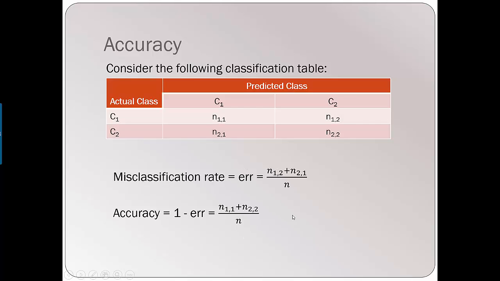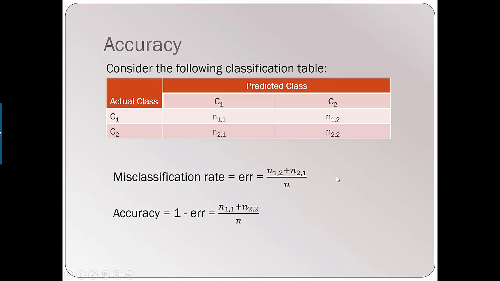The accuracy rate is 1 minus that, which is the diagonal case. C1 getting classified as C sub 1 is an accurate classification, and here again, another accurate classification. Add those two and divide by n, that gives us accuracy. So accuracy is always 1 minus the error rate or misclassification rate. You'll see misclassification rate as the default for many of the methods we will be discussing in SAS, but you can always select a different measure instead.